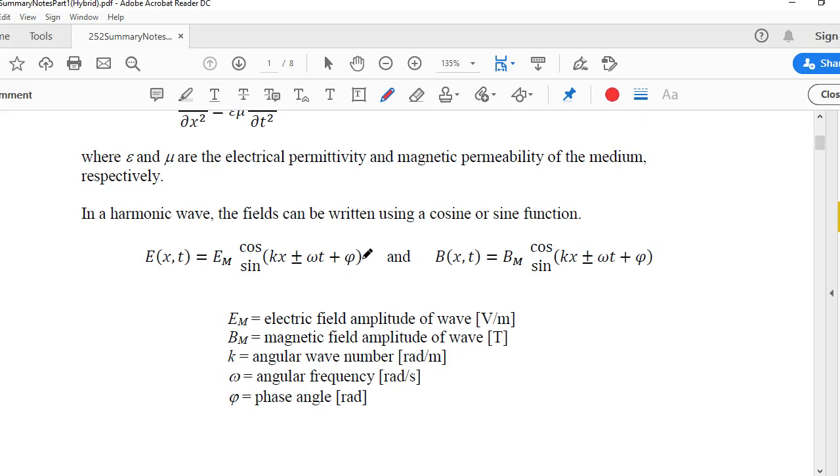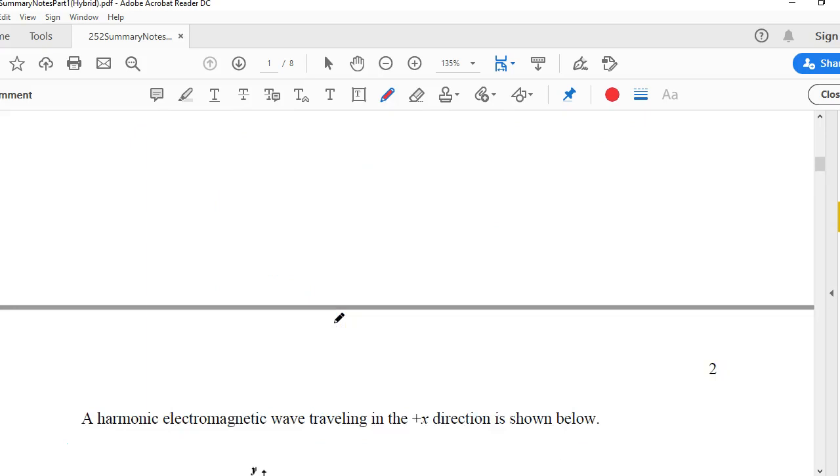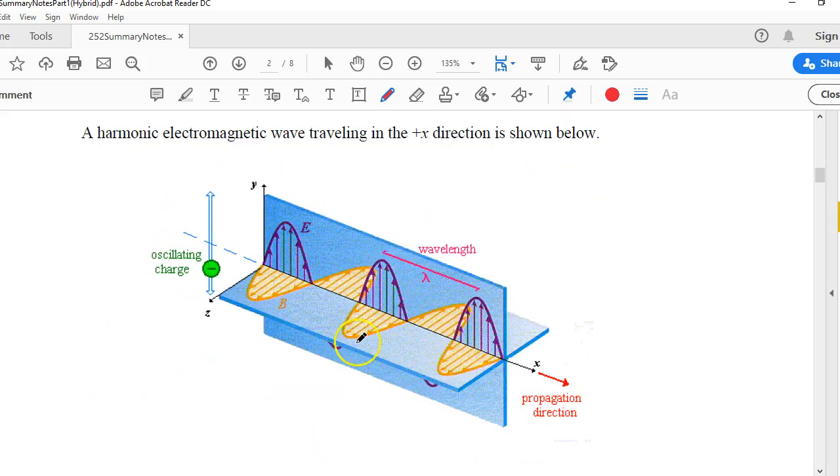Okay, now let's delve into more of what the wave looks like, and also more into this angular wave number and the angular frequency. So here is a generic picture of what a harmonic electromagnetic wave would look like. This one, it's traveling in the plus x direction, and we've taken a snapshot of it. So if you look at this purple wave, that looks like harmonic, right? Cosine or sine. That's the electric field wave. Notice that it's only along the y-axis.